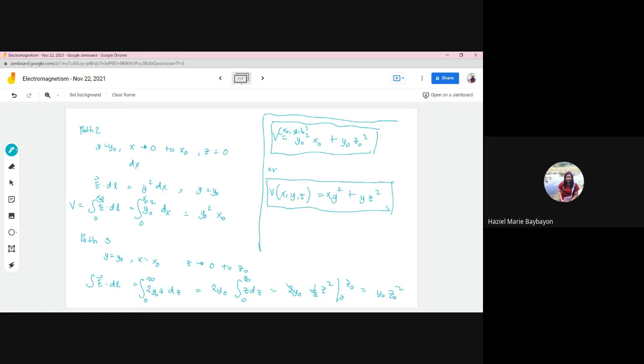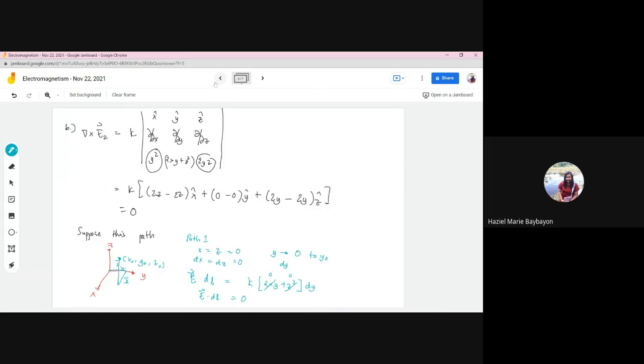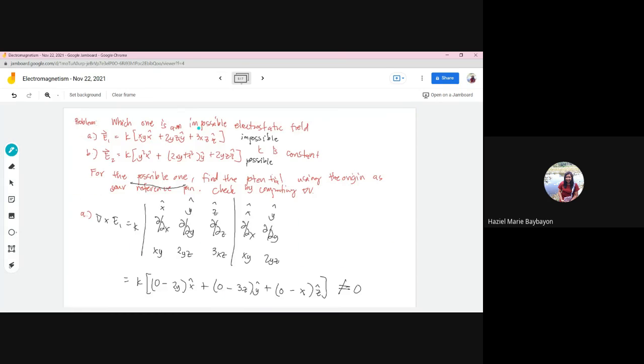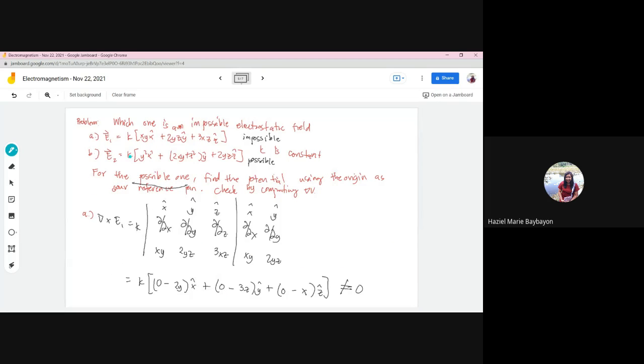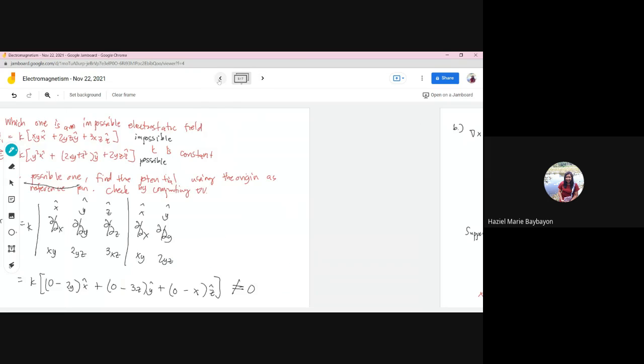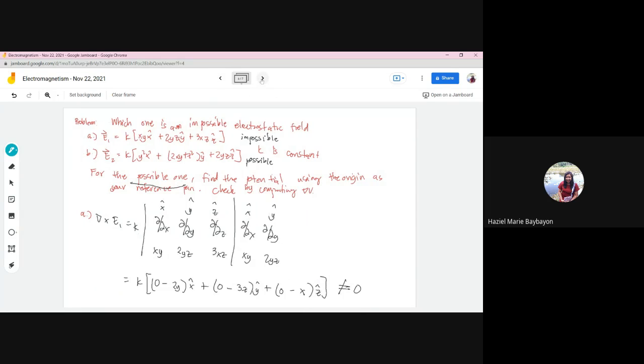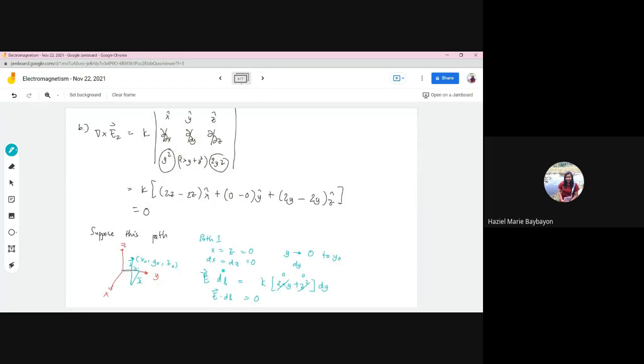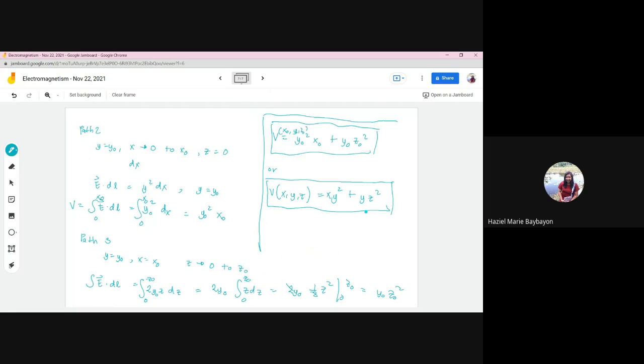Why is it missing the k in this class? It should have k. Yeah, we can distribute k. Sorry. Anyway, k is just a constant, so for path number 1, correct, the k has been placed. For path 2, this should have k here. So this is k y naught squared x naught.